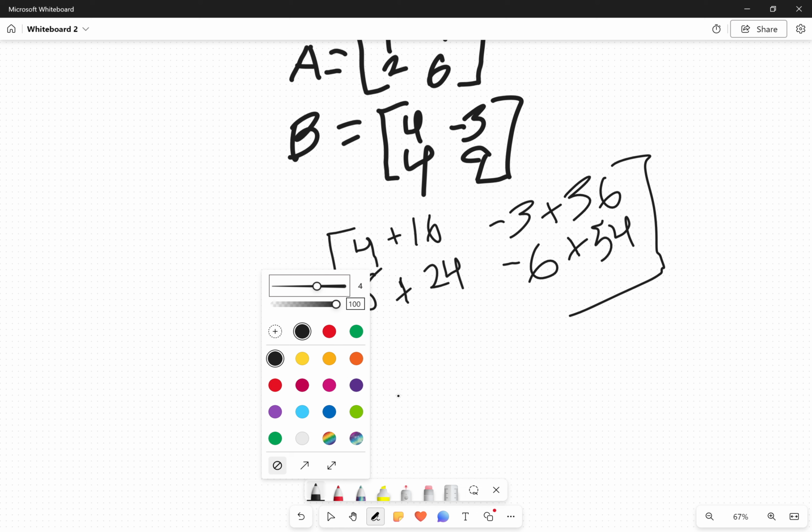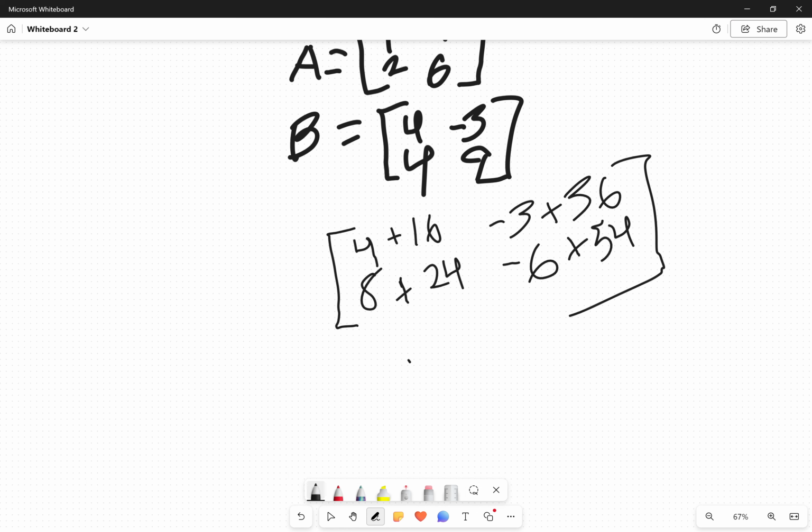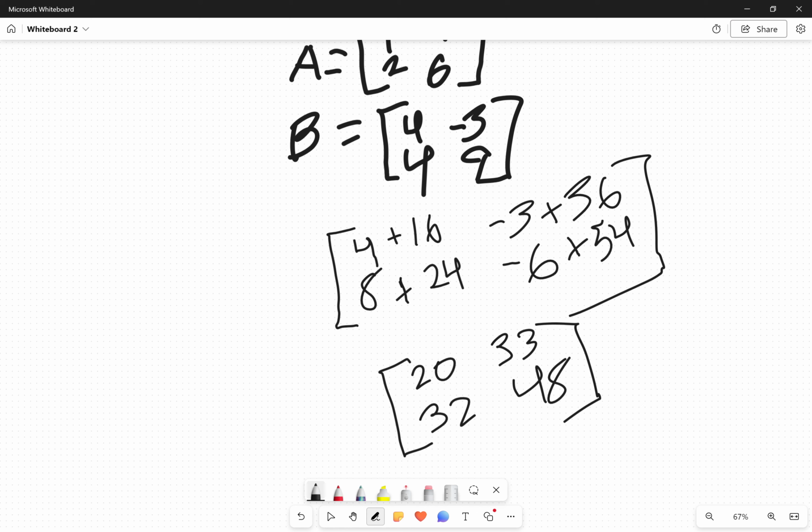So now we have a whole bunch of numbers, but what do these really mean? Well, now we have to combine them. So 4 plus 16, 20. I'll go in the same order I did before. Negative 3 plus 36, 33. 8 plus 24, 32. Minus 6 plus 54, 48. And that is AB.